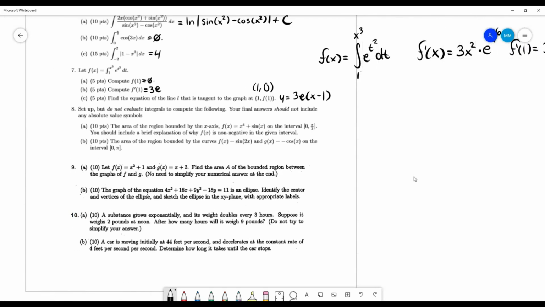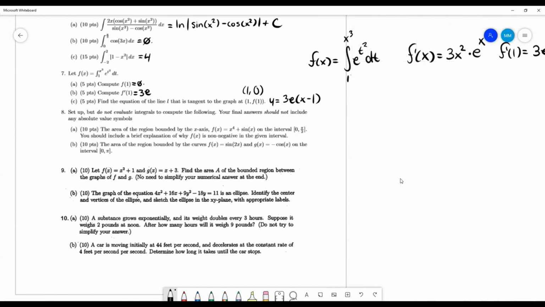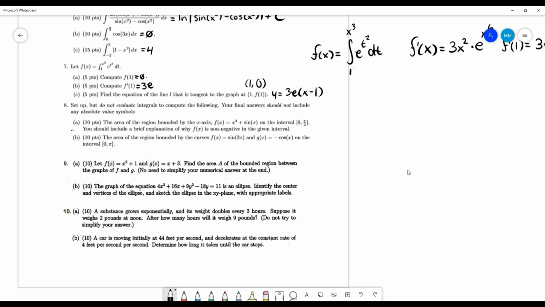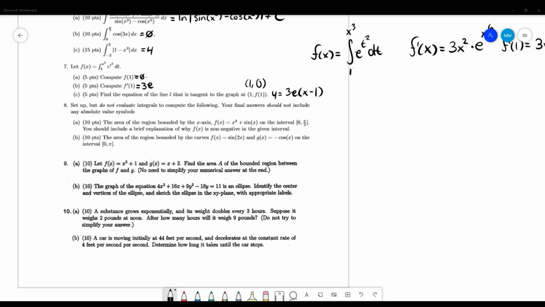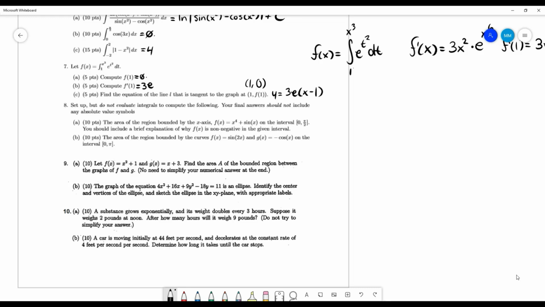Now, question 8, we luckily don't have to evaluate, we just have to set up the integrals. This one's really, really tough, so if I do a poor job of explaining it, that's why. Apologies in advance. Okay. Just checking that I'm still recording, because it has cut out on me in the past.